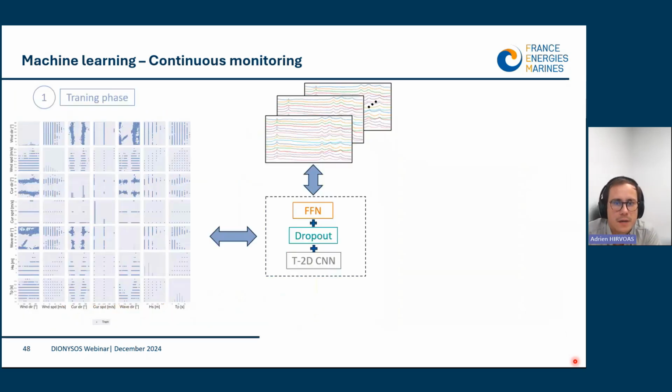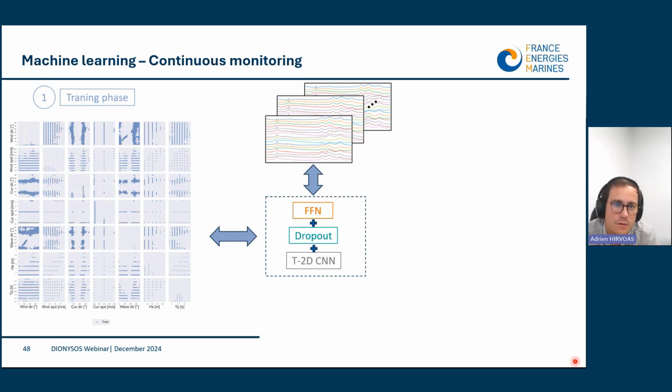Once our database is built, we had two phases. First, we train our deep learning architecture. The idea here is to teach the neural network the relationship between the input space, the weather input space, and the related spectral representation of the accelerations.